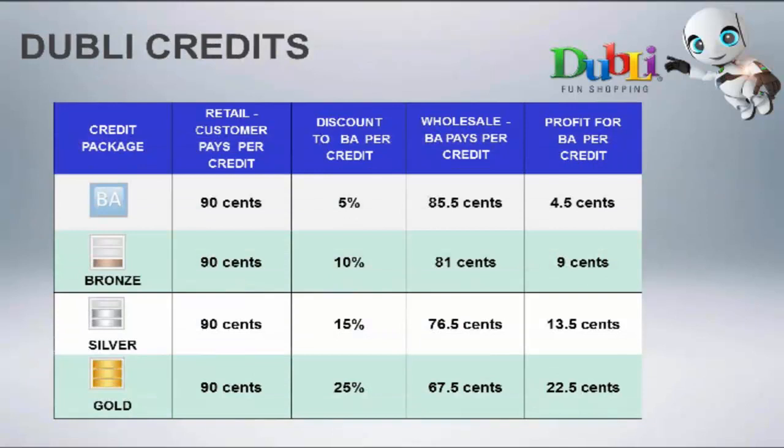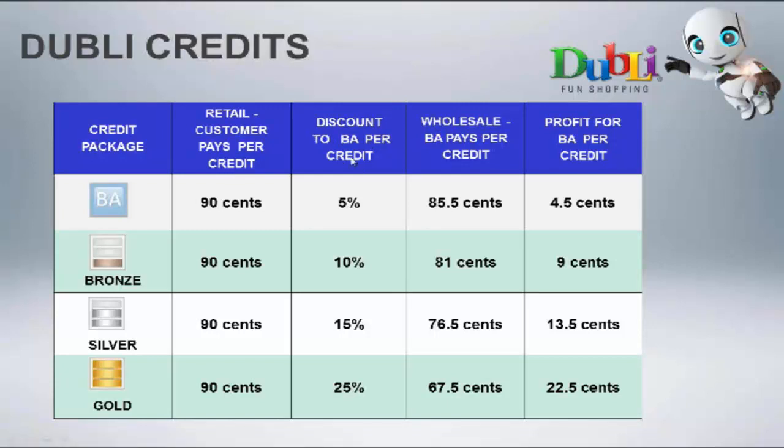Let's take a look at each of the packages individually, what you get when you sell them, and what you pay for them when you buy them in the first place. Buying credits and selling to the customers is purely a retail transaction. You're the retailer, so you buy your credits at wholesale and sell them to the customers. It doesn't matter which credit package you have, you always sell your credits to your customers at retail price, which is 90 cents. Of course, you don't physically have to sell those credits. Your customers will purchase them from your website.